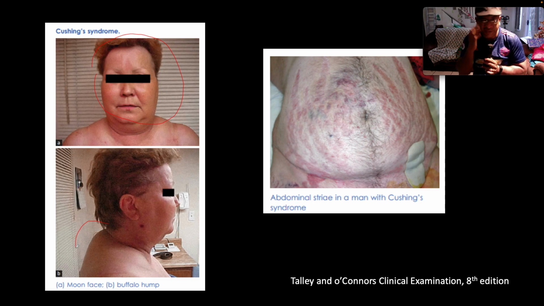Alright, here we see central obesity with livid abdominal striae. We said that by definition, these striae must be livid and must be at least 1 centimeter across.